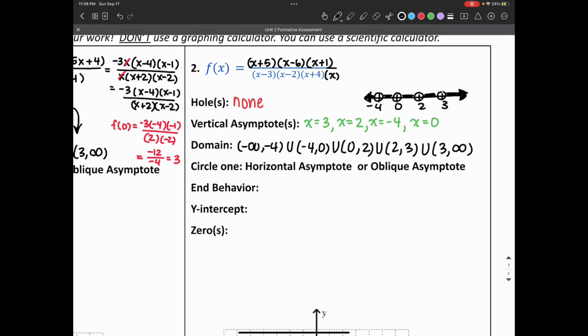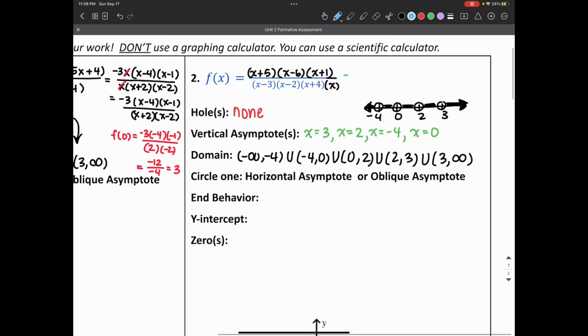I'm going to circle one horizontal asymptote or oblique asymptote. I have to find what the highest power term is in the top and the bottom. So I'm going to multiply the highest power term in each factor together, and I'll get x cubed is my highest power in the numerator. And then I'll do the same in the denominator, and I'll have x times x times x times x, which is x to the 4th power in the denominator.